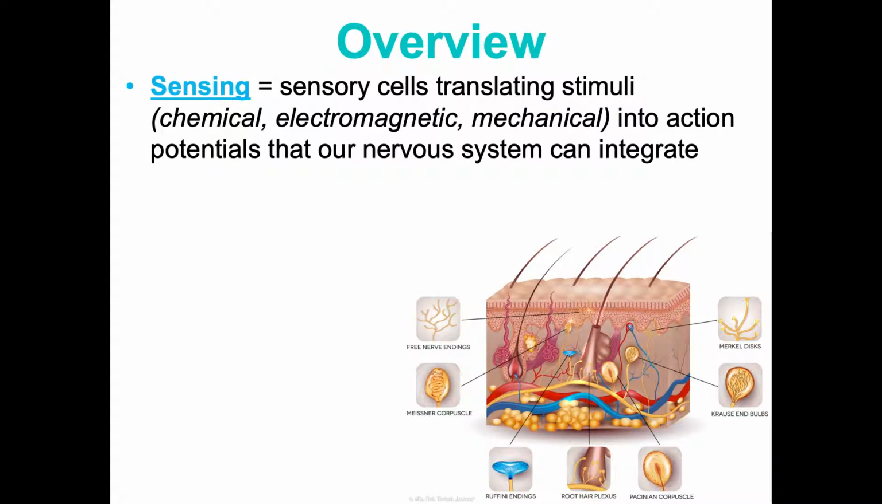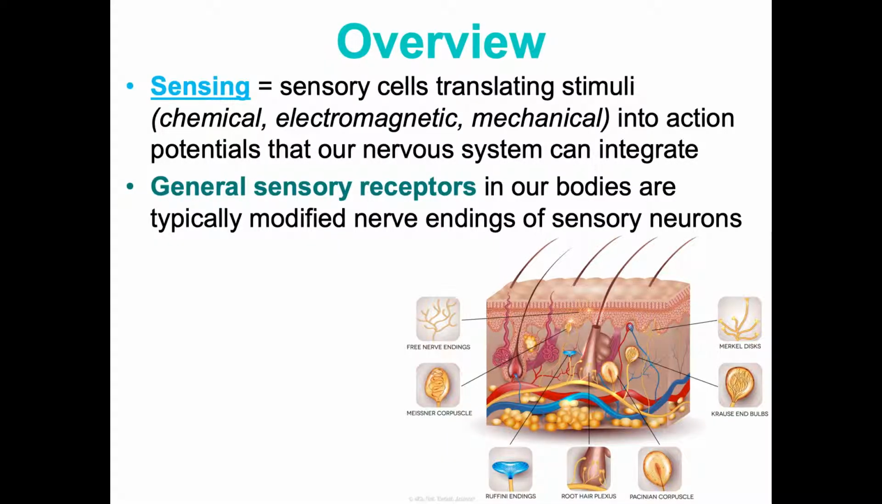doing that. So, sensing is just your sensory cells translating stimuli, whether those stimuli are chemical, electromagnetic, mechanical, regardless. It's going to take those and convert or translate them into action potentials, nerve signals that our nervous system can receive and integrate and process.